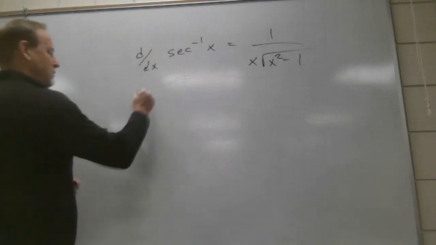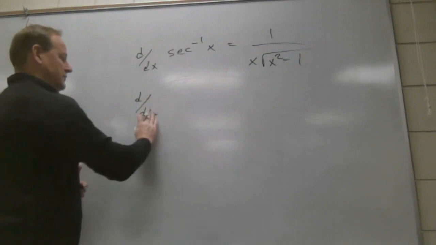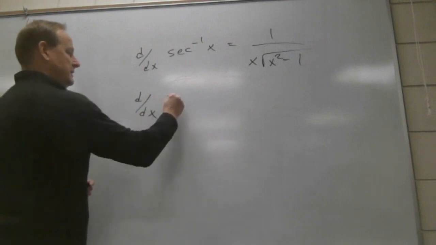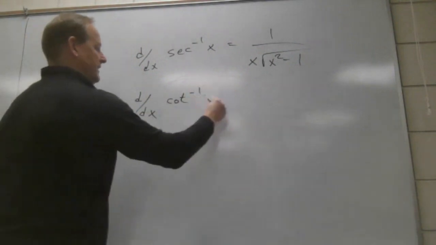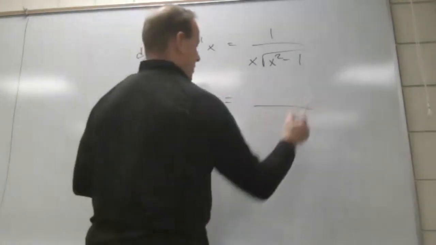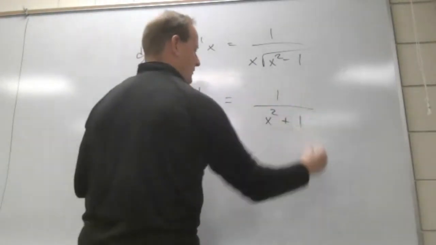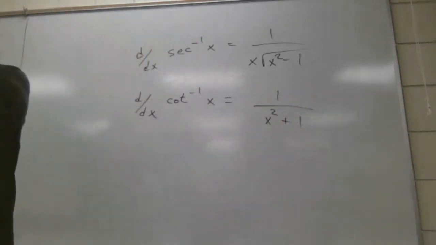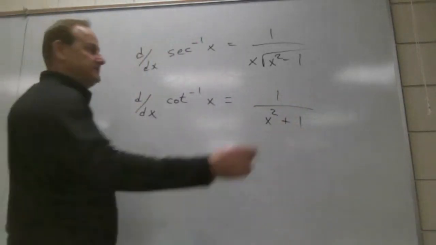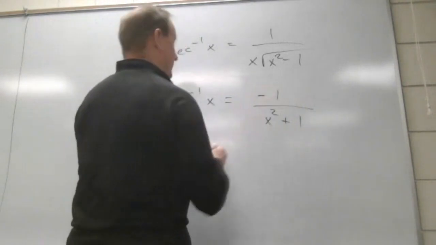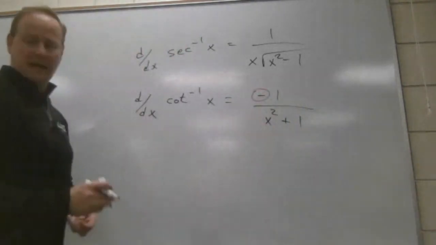What was derivative of arc cotangent? Derivative with respect to x of arc cotangent of x. Okay, so what was arc tangent? It was 1 over x squared plus 1. So the derivative of arc cotangent is minus that. The only difference on that one is the minus 1.